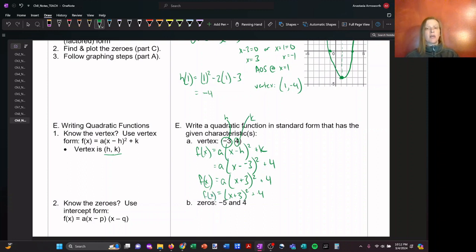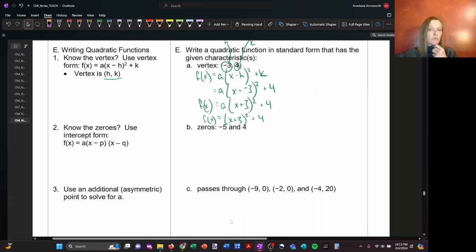That was my choice. You could have chosen to use the value 2 or negative 37, whatever value you wanted, because the only restriction I was given here was the vertex. If I was given a different point on the graph, I would have been able to plug that in, which you will see here as we move on and get to part 3.